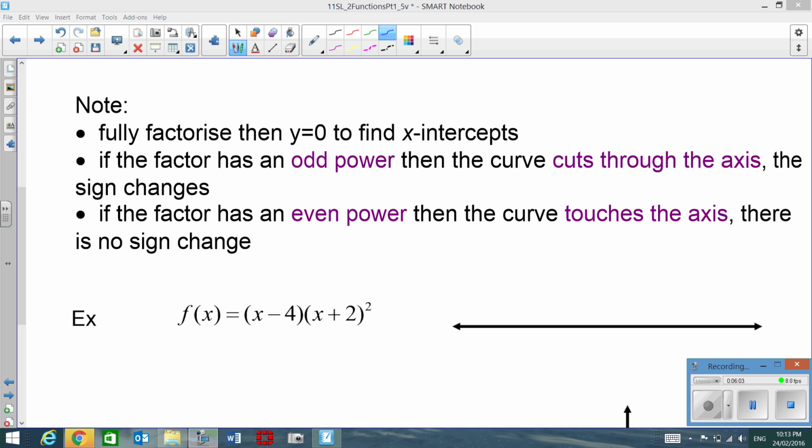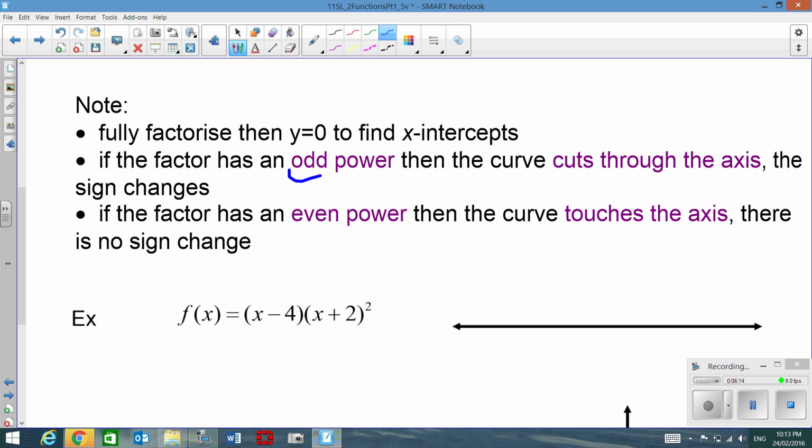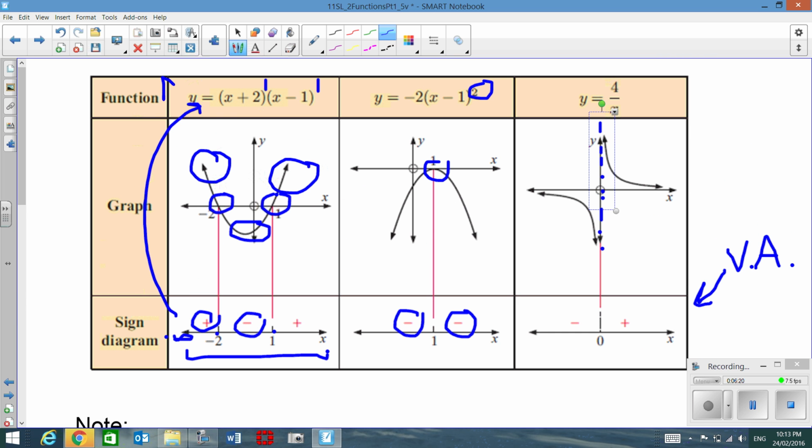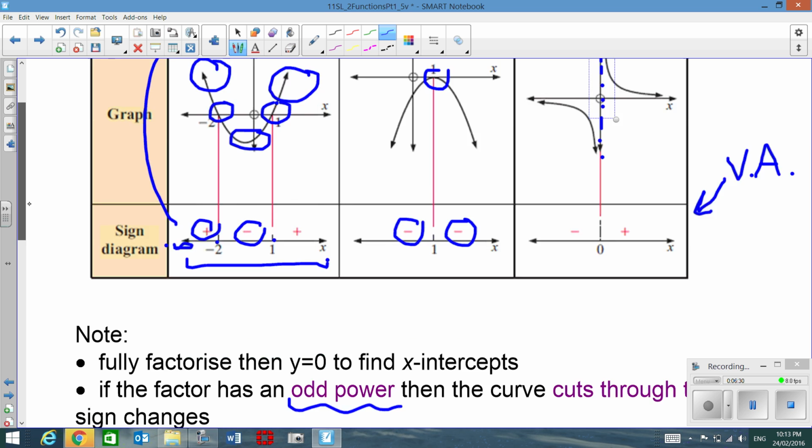So just to summarize what we just spoke about, if you fully factor a quadratic and set your y equal to 0 to find your x-intercepts, you'll notice that if you have an odd power, then the curve actually cuts through the x-axis. So that was, for example, here in this first problem. We had odd powers of 1, and we noticed that the graph actually cuts across the x-axis at those values.